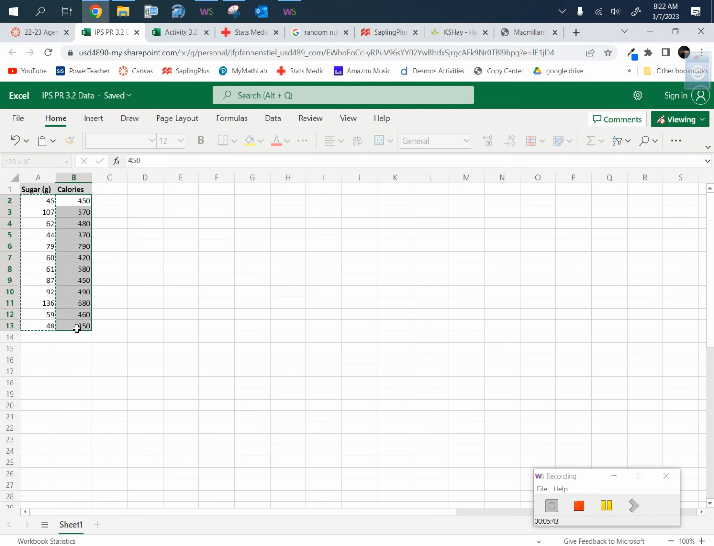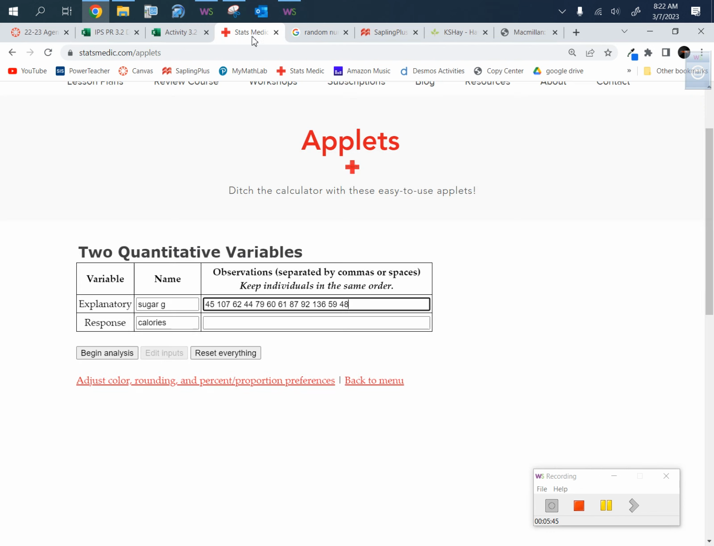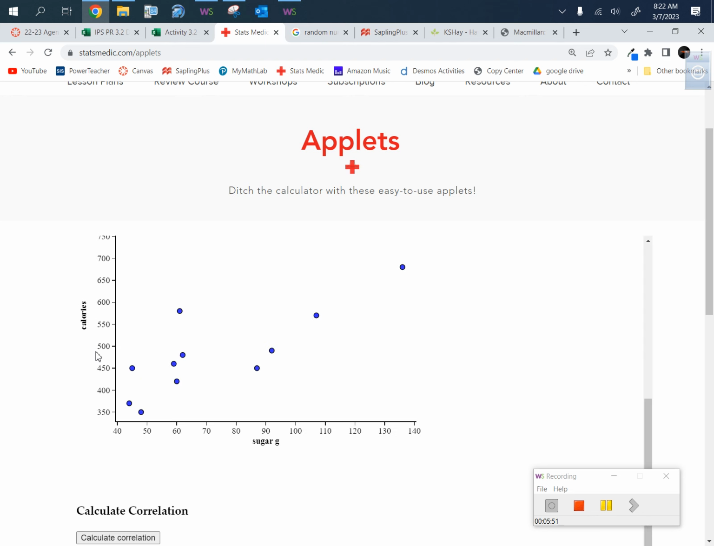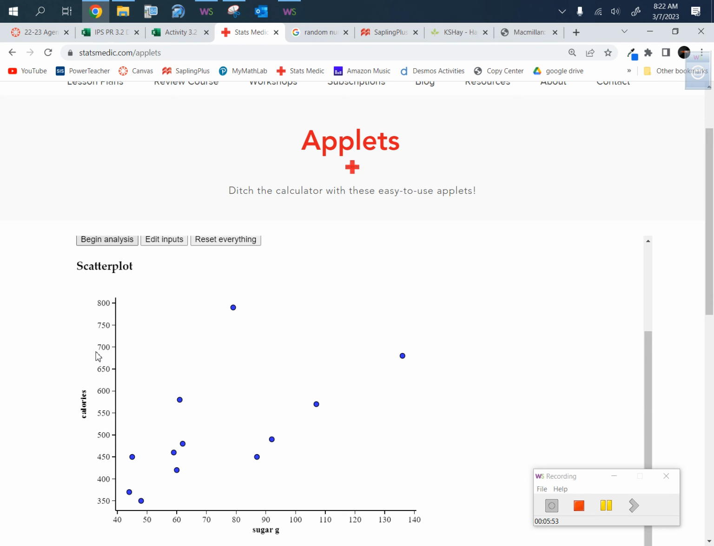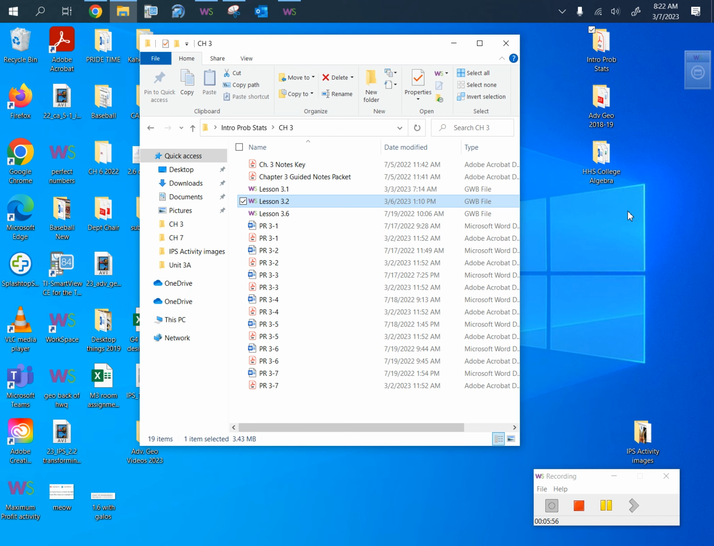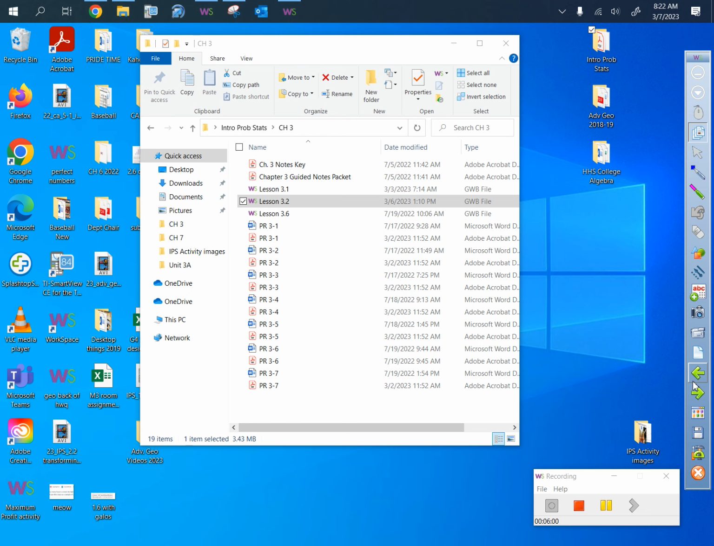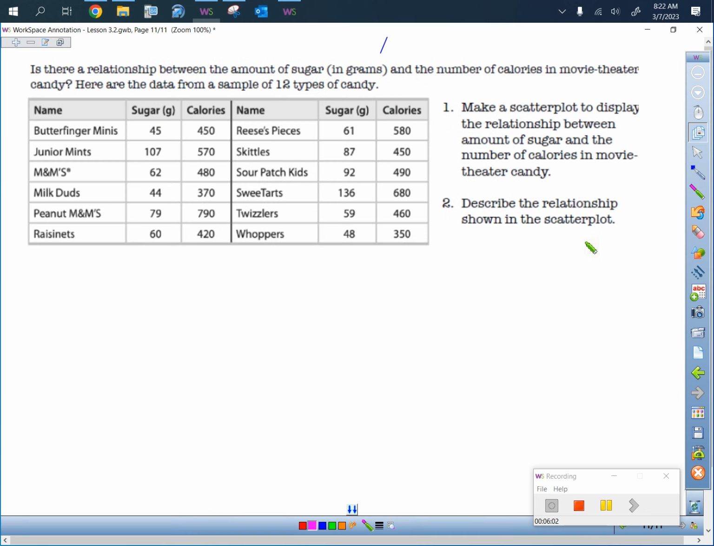So copy these, Control C, paste, and make a scatter plot. Control V, begin analysis. Look at that. Let's see what they ask us. Let's go through, and I bet they ask us to describe it, right? So we made a scatter plot. We did it. Let's describe it.